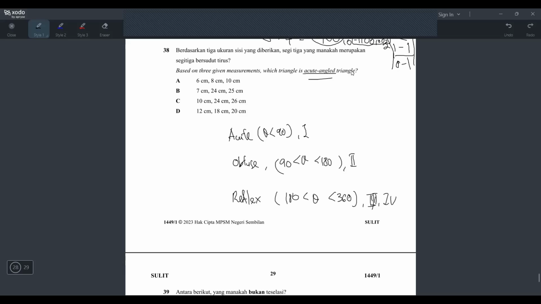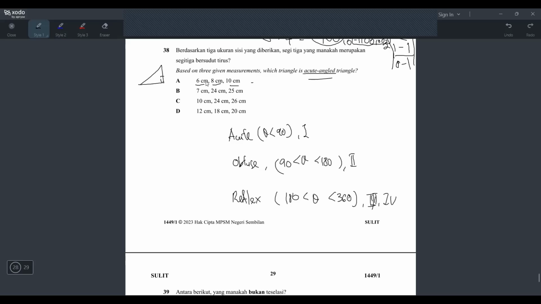Okay, based on 3 given measurements, which triangle is acute angle triangle? A, 6, 8, 10. B, 7, 24, 25. C, 10, 24, 26. D, 12, 18, 20. So how do we know which triangle is acute angle triangle? Let's see. 6, 8, 10. This one is actually a right angle triangle if I draw it out. But what does it mean by acute angle triangle? Does it mean that all angles have to be less than 90? Not sure. Okay, but I know A for sure it's right angle triangle.